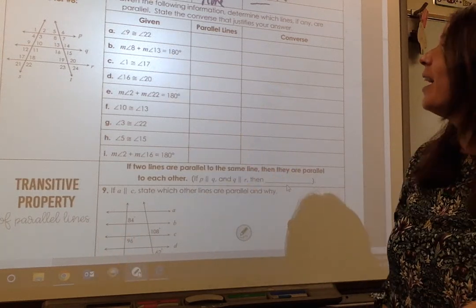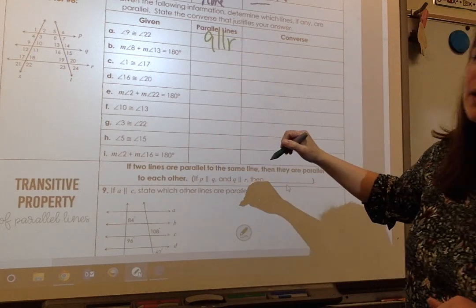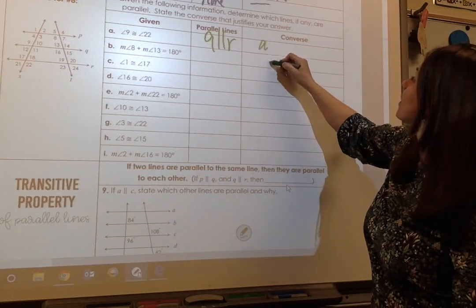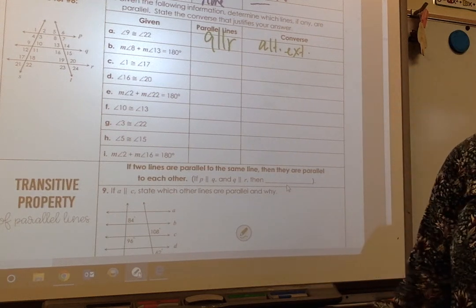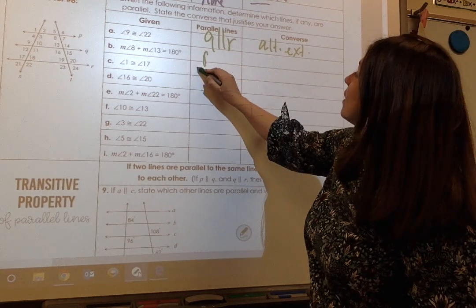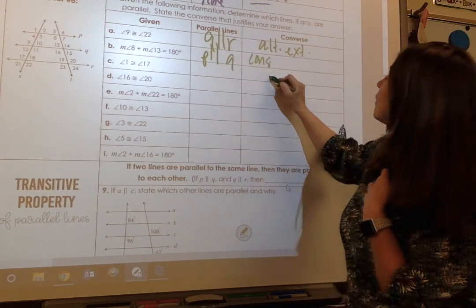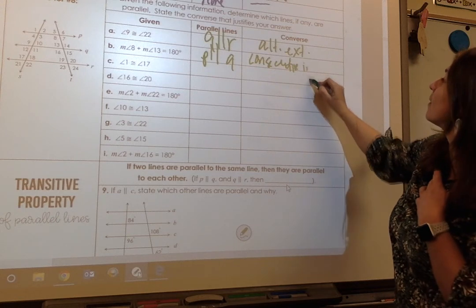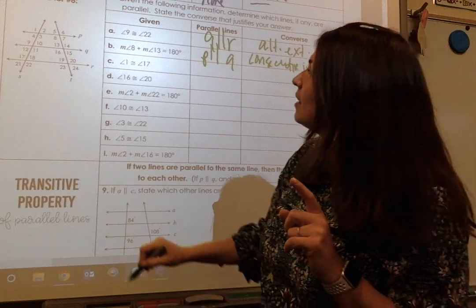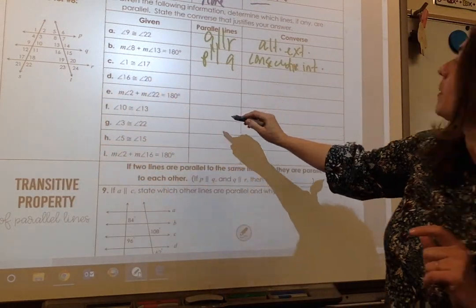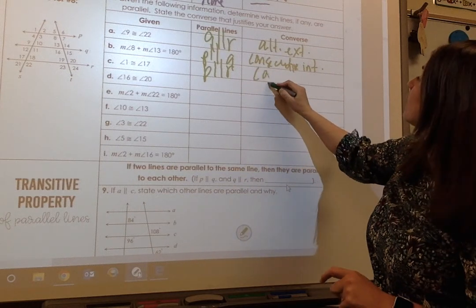So A here, this is going to be Q and R, and my reason here is alternating exterior. B is going to be P is parallel to Q, and that's consecutive interior. Angle 1 and 17: P is going to be parallel to R, and that reason is corresponding angles.